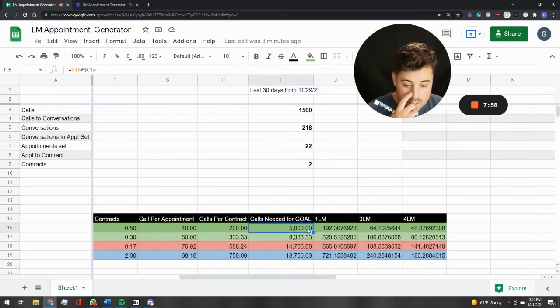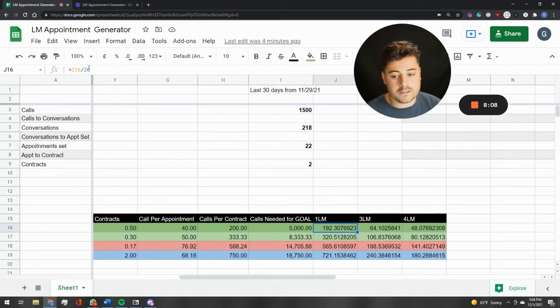And then we divided by this number here because this is if we have one lead manager. If you have one lead manager, we divided by 26 because that's how many working days we averaged for our lead managers. They work 6 days a week. And some months there might be 26, 25, 20, whatever. But we averaged in 26 days they're working.